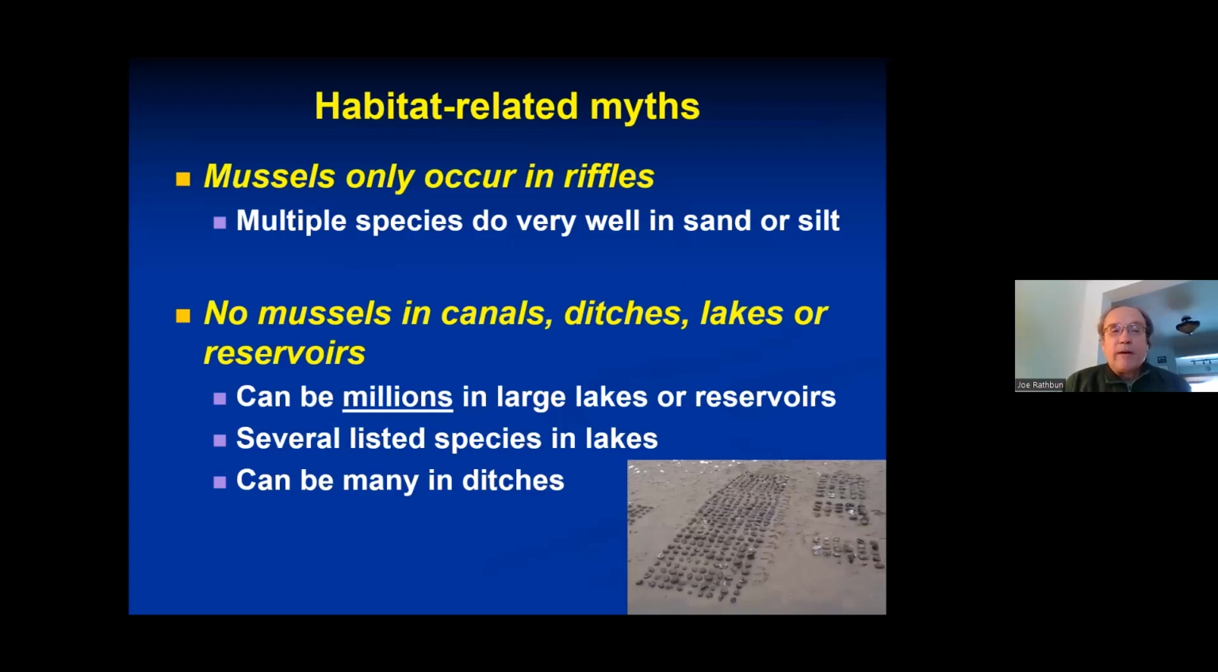No, you don't find any mussels in canals, ditches, lakes, or reservoirs. Entirely untrue. Large lakes or reservoirs can contain millions of mussels. Several listed species occur in lakes, including the snuffbox. And in ditches, surprisingly, if they haven't been dredged in 10 or 15 or 20 years, you can have hundreds and hundreds and hundreds of mussels very densely packed.